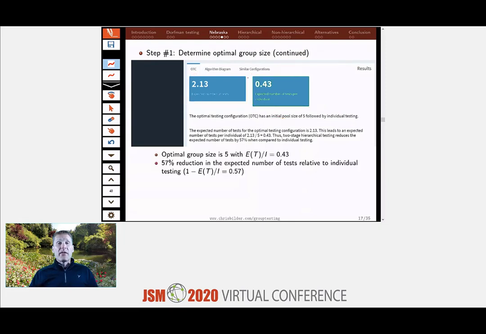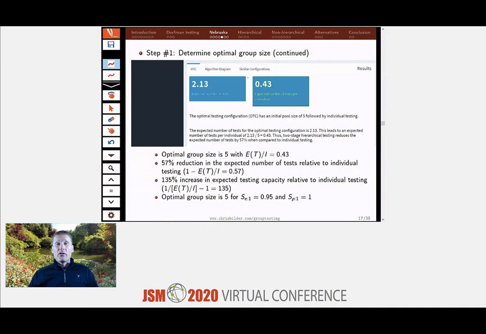This then means that there will be a 57% reduction in the expected number of tests relative to using individual tests, or testing everyone separately. And this also means that there will be a 135% increase in the expected testing capacity relative to individual testing. This number here is why labs really like group testing and more labs are investigating it.